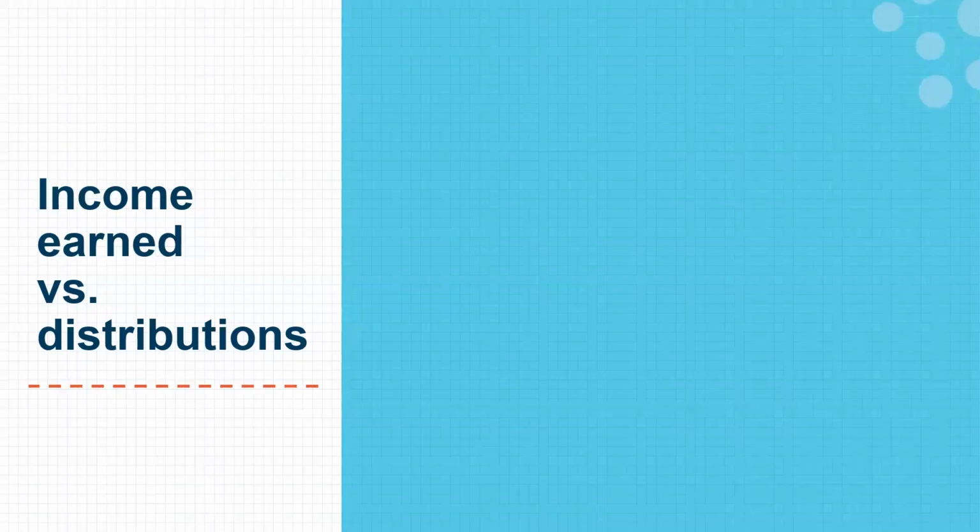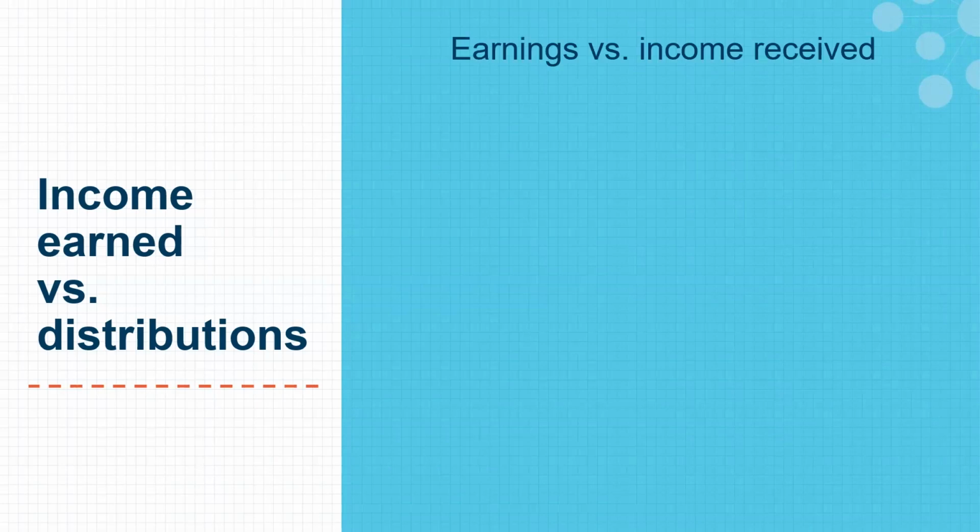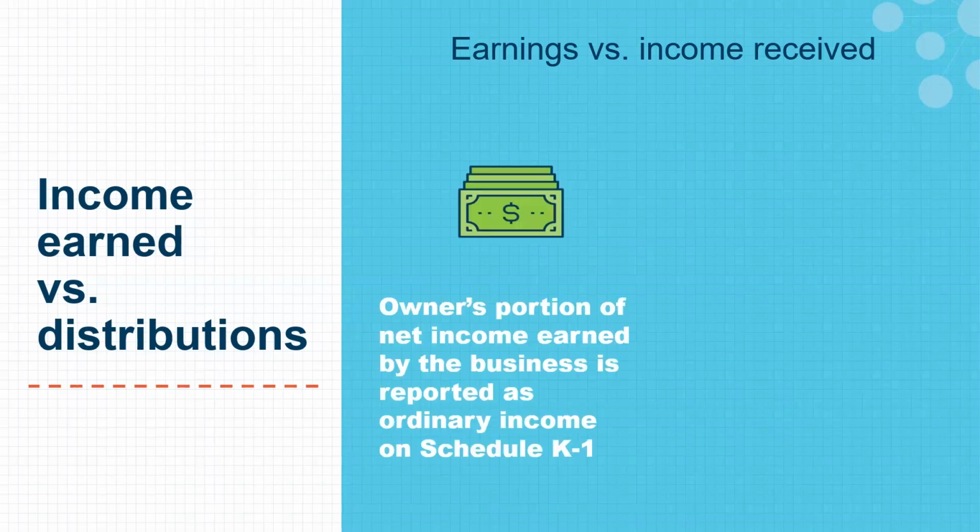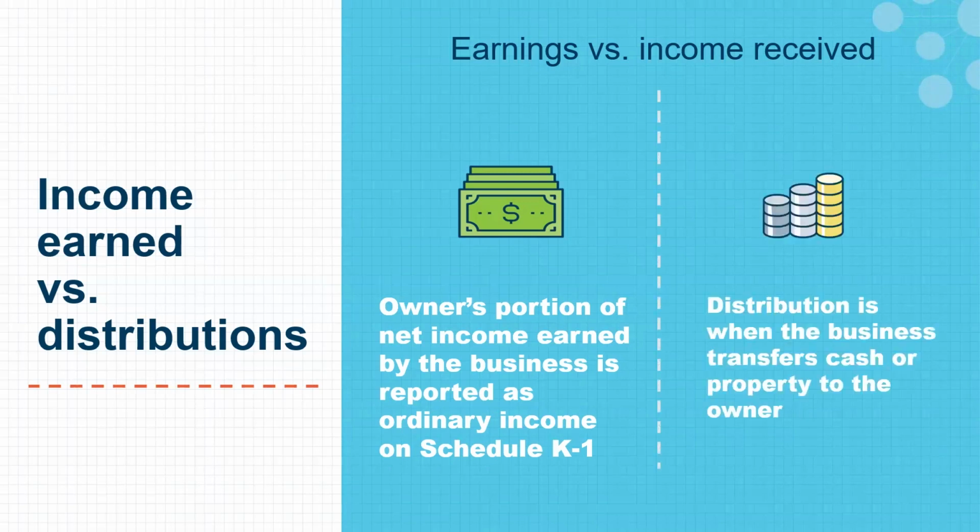The distinction between income earned and distributions is a hard concept to understand. It's really the difference between earnings versus income received. Your self-employed borrower must report their earnings to the IRS. The owner's portion of the net income earned by the business is reported as ordinary income on Schedule K-1. Distributions occur when the business actually transfers cash or property to the owner.